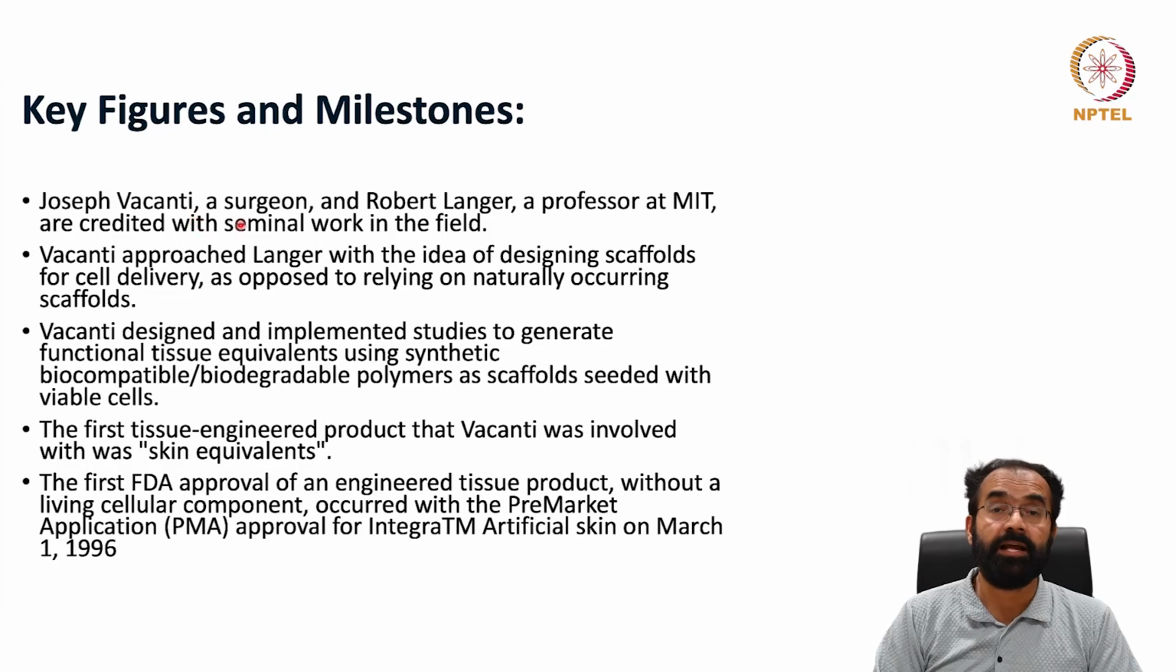Joseph Vacanti, a surgeon and a very famous figure in the field of tissue engineering, and Robert Langer, another professor at MIT, are credited with seminal work in this field. You can find lots of literature from these two people. Vacanti approached Langer with the idea of designing scaffolds for cell delivery as opposed to relying on naturally occurring scaffolds, such as using some extracellular matrix from an animal. So can we use artificially made biomaterials?